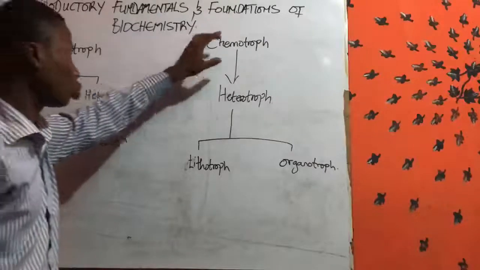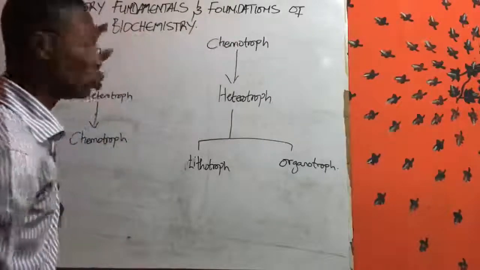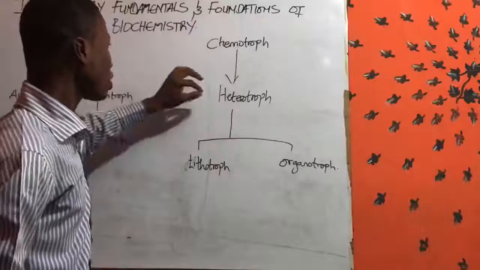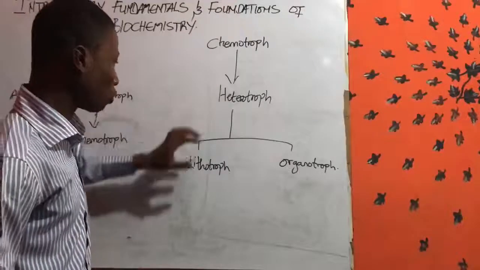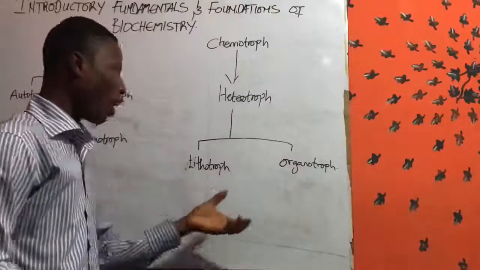Now, looking at chemotroph, because my organism can be a chemotroph straight, not having the ability to use sunlight at all to create its energy. My chemotroph will always be a heterotroph. Now, after it's a heterotroph, it can be subdivided into two. It can either be a lithotroph or an organotroph.